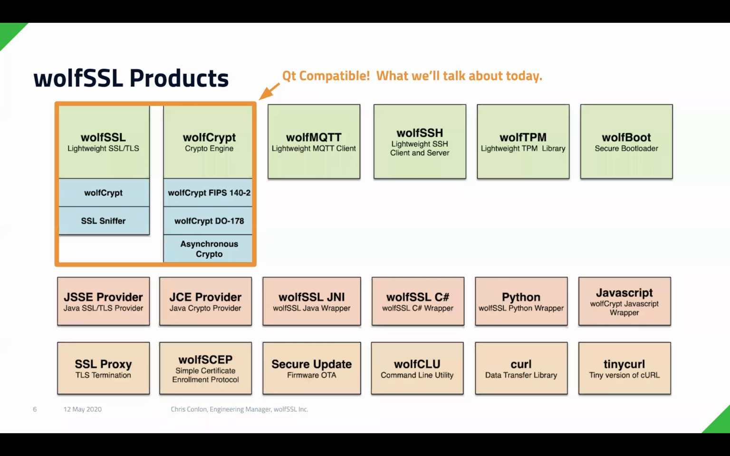And then the third row on this slide is a set of applications. We have an SSL termination proxy, a simple certificate enrollment protocol implementation, a secure update solution, and a command line utility. The author of curl now works for wolfSSL, so we provide commercial support for curl. We've also produced a version of curl called TinyCurl, which is a pared down version of curl meant to fit better on resource constrained devices.